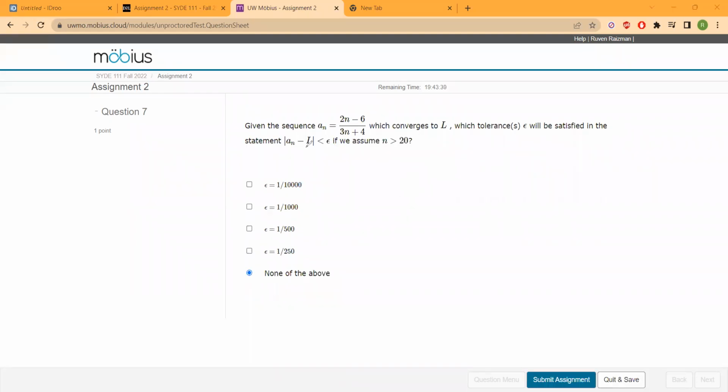So first, before I dive into anything, let's just read it and understand what it's asking. Given the sequence a_n equals (2n - 6) over (3n + 4), which converges to L, which tolerances, epsilons, will be satisfied in the statement |a_n - L| < epsilon if we assume that n is greater than 20.